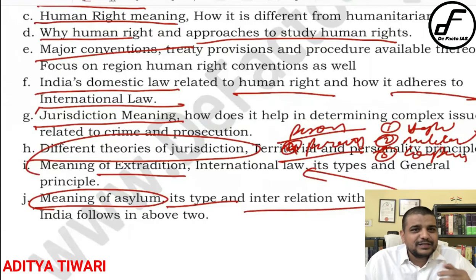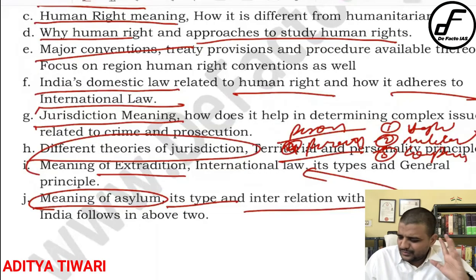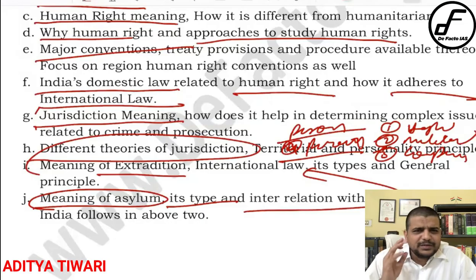A country is giving you asylum, suppose some person from India is getting asylum in Pakistan. Tomorrow, suppose Pakistan and India become friends, and Pakistan starts its extradition. So where asylum ends, extradition or rendition starts. That is a very typical question. It has been asked multiple times. Very common sense actually.